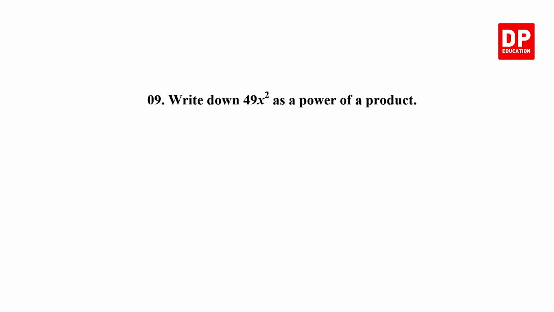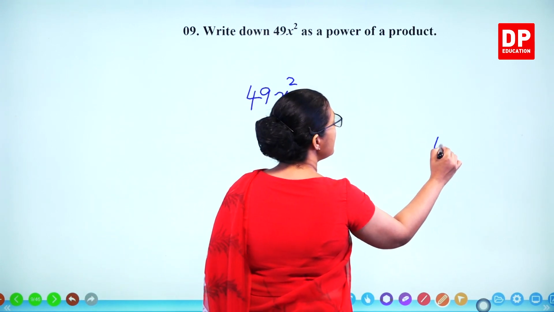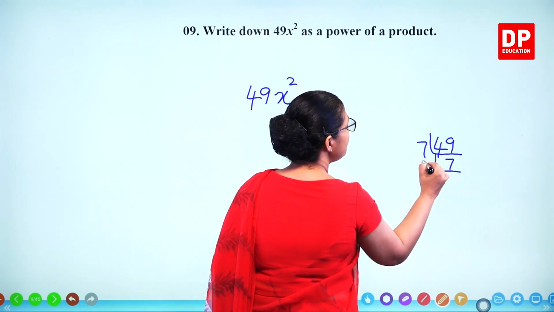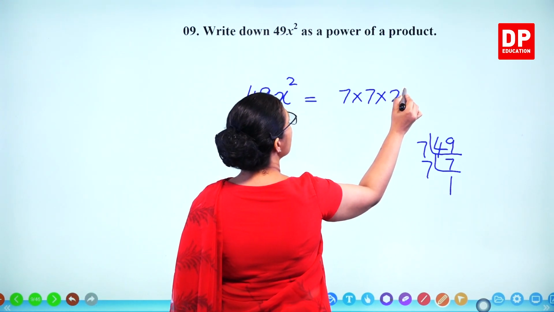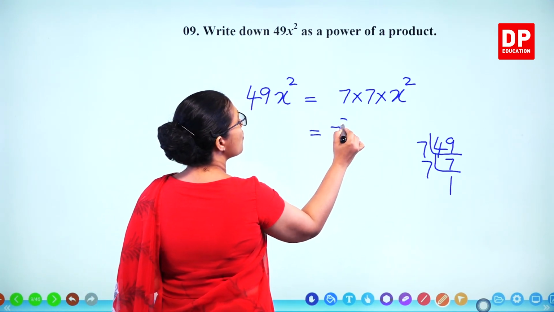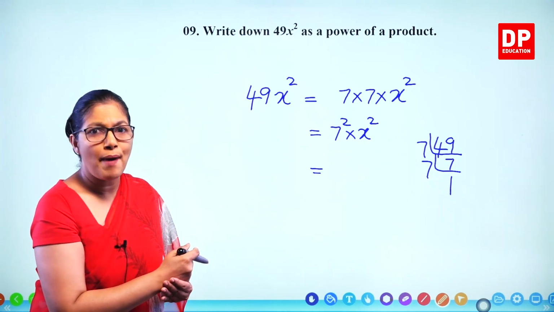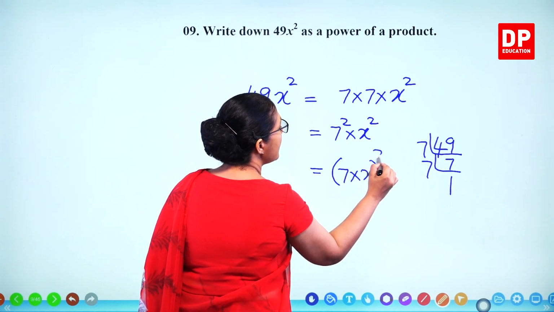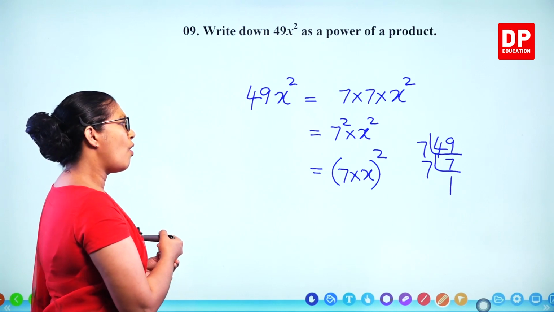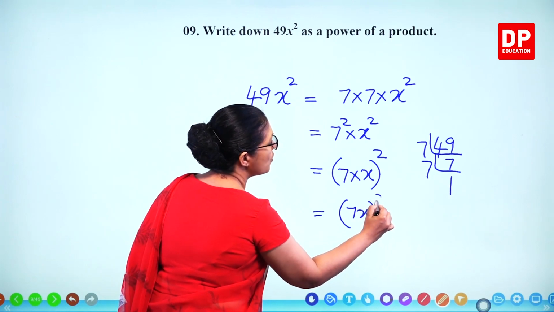Question number 9. Write down 49x squared as a power of a product. So 49 is a square term. What's 49? 7 and 7. So you can rewrite this as 7 into x squared, or you can write 7 squared into x squared. Now both have the same power, power 2. So you can write 7 and x inside and power 2 outside, or you can write without the multiplication sign, 7x whole thing squared also.